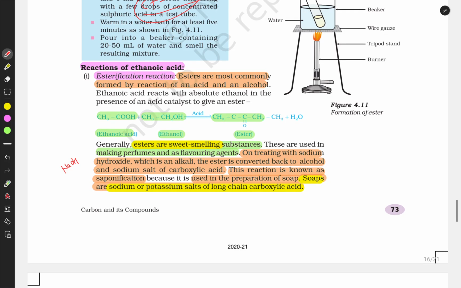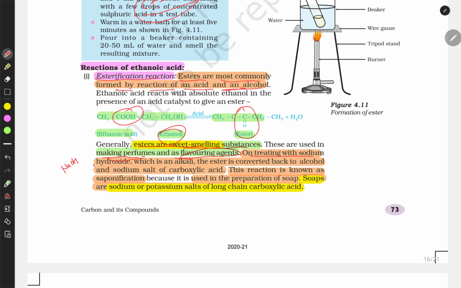Reaction of ethanoic acid: esterification. Ester is most commonly formed by the reaction of an acid and an alcohol. When ethanoic acid reacts with the alcohol ethanol, it forms the ester. Ester is a sweet smelling substance, used in making perfumes and as a flavoring agent.